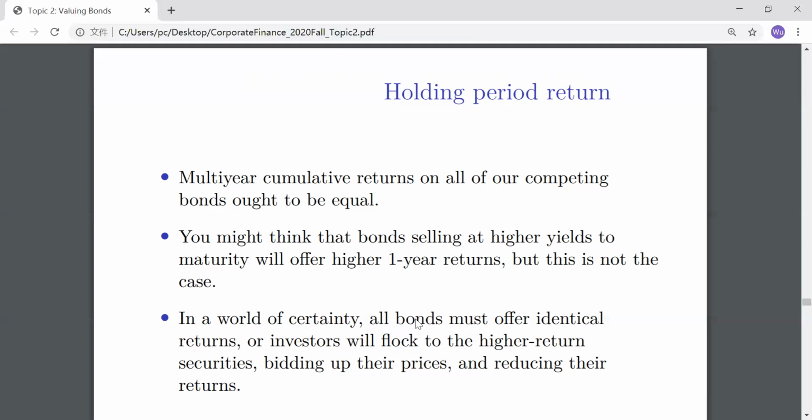Of course, when we talk about the same return, we are talking about the same annualized return. So what that means is that a 30-year bond should offer the same 1 year return as a 10-year bond. That is the idea, because in a world of certainty, all bonds should offer identical returns. Otherwise investors will flock to the high return security, bidding up the prices and thereby reducing their return. This is almost like a no arbitrage condition.